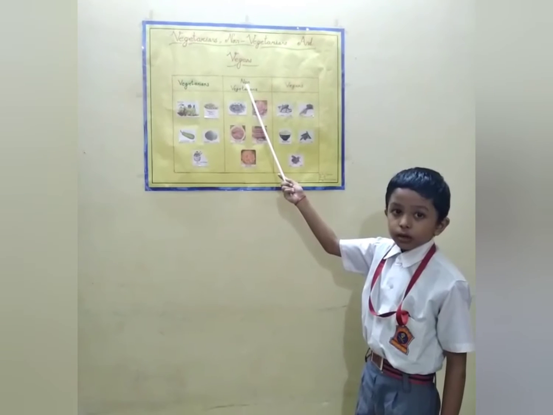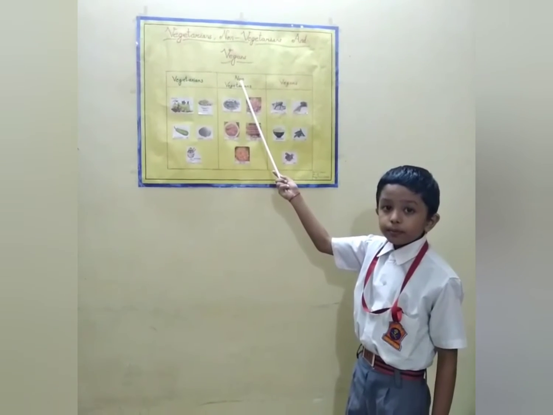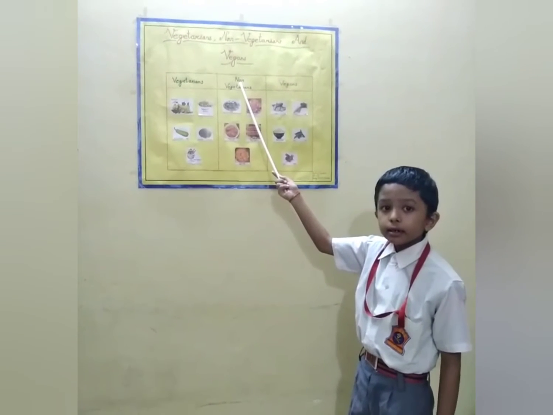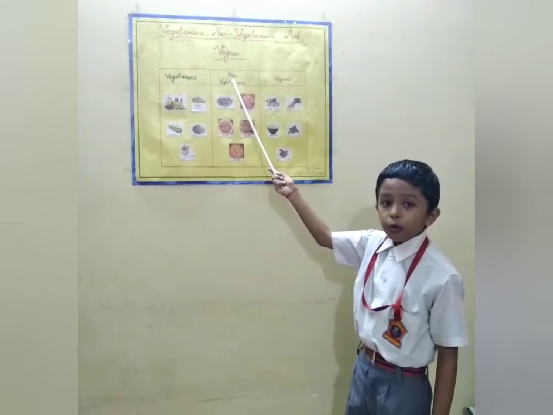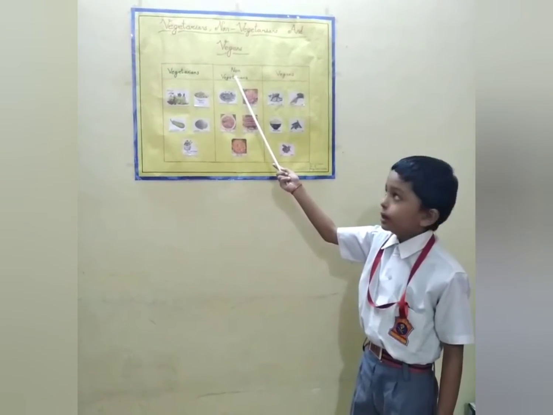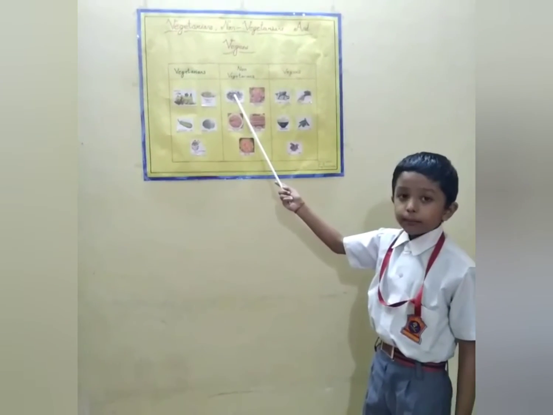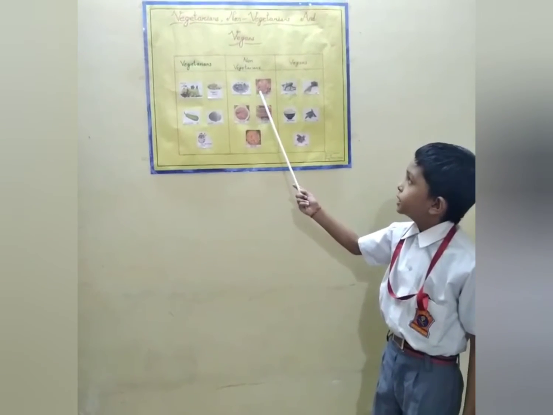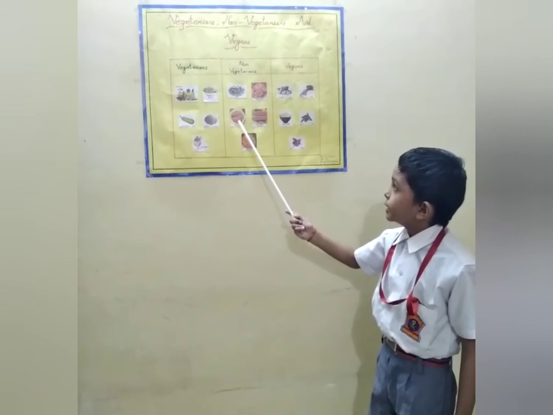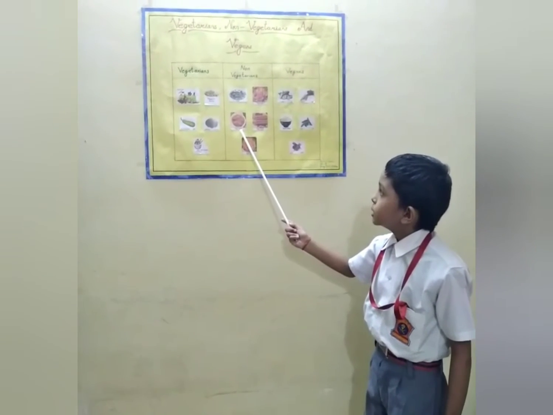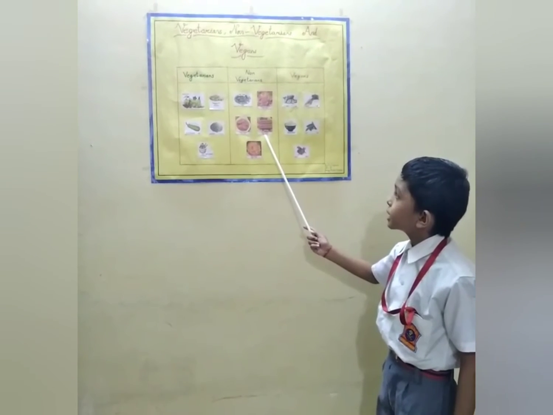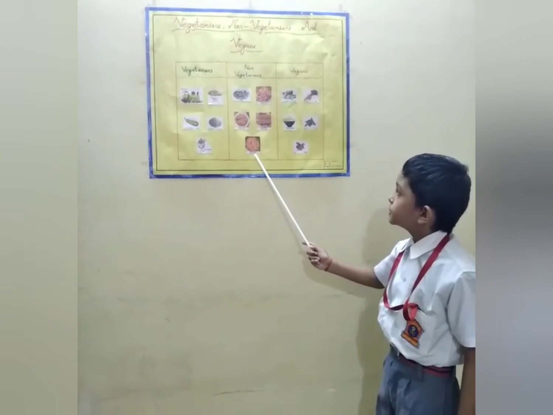Non-vegetarians, those people who eat fish and meat are known as non-vegetarians. Example, fish, tandoori chicken, mutton curry, shami kebab, fish.